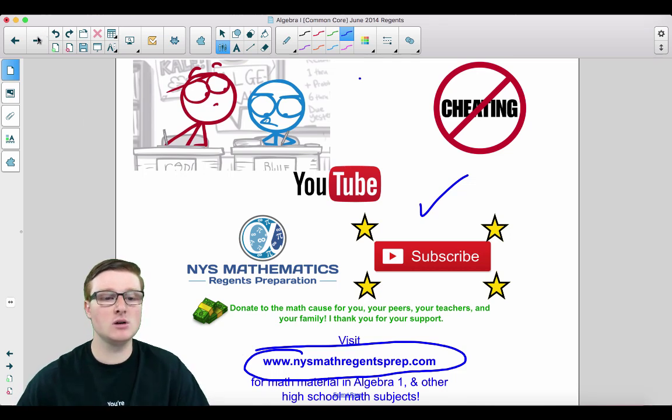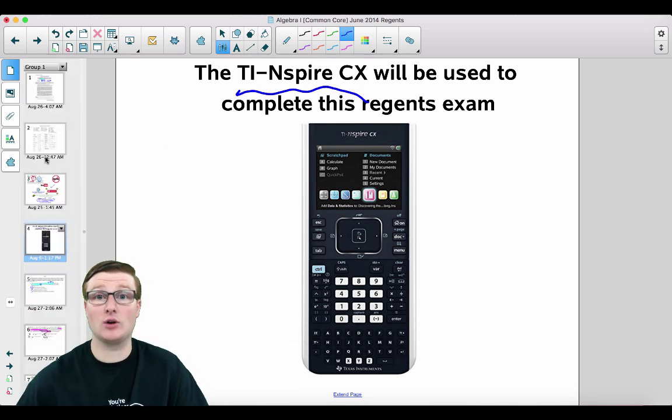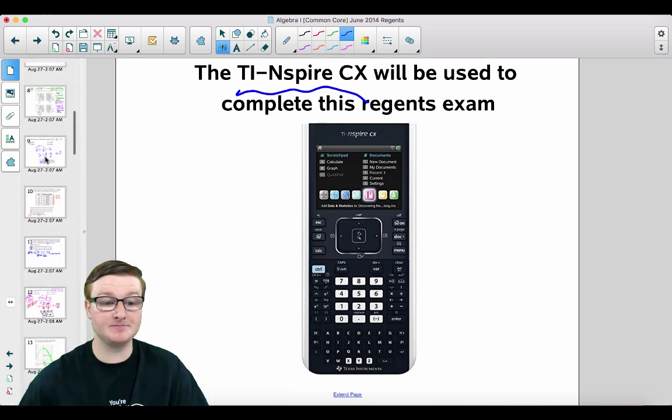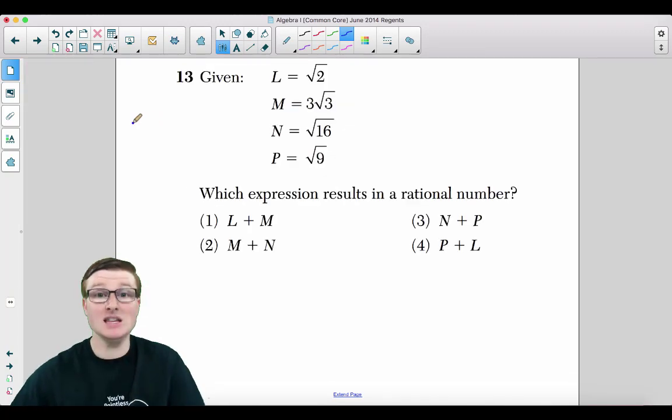Make sure that you own some sort of graphing calculator. I use the TI-Nspire CX. I have a feeling that if you own a different type of calculator, such as the TI-84, you're going to want this calculator really, really badly because it is an awesome calculator for Algebra 1, and we do use it often for the Regents exam. Without further ado, let's begin.